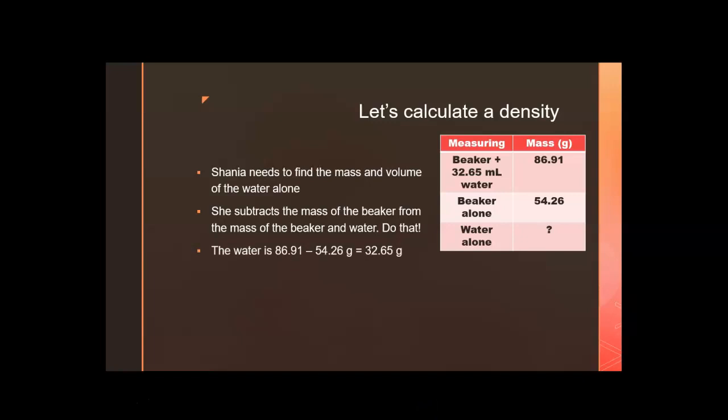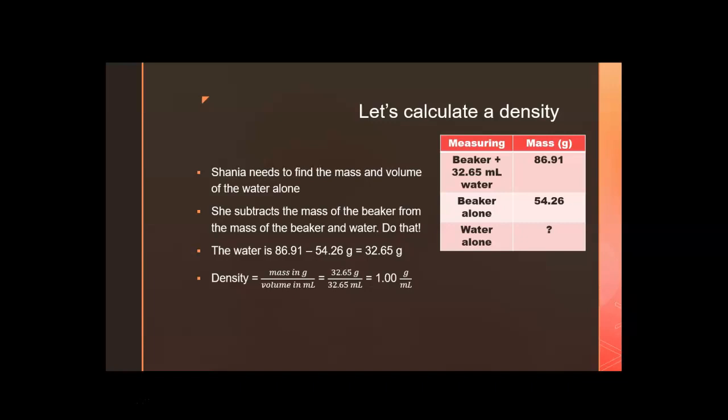The water is 86.91 minus 54.26 grams, or 32.65 grams. Now she has the mass of the water and the volume. To find the density, she must divide the mass in grams by the volume in milliliters. 32.65 grams divided by 32.65 milliliters. Hopefully you can do that one in your head.